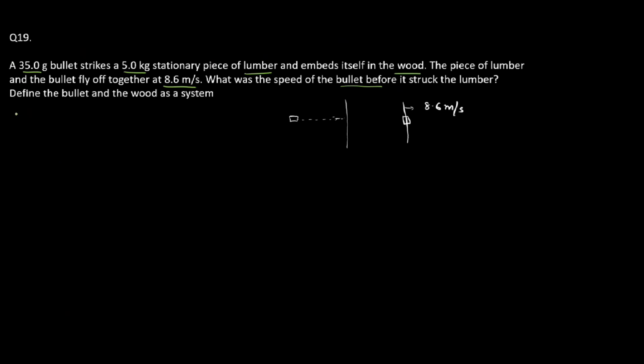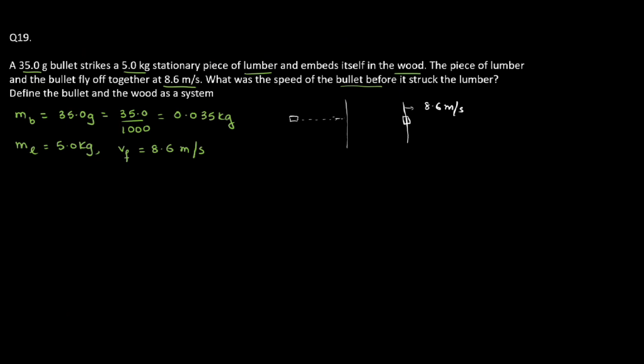The mass of the bullet is given as, I will write m_B for mass of the bullet, 35 gram, which we will convert to kilogram. To convert to kilogram we divide by 1000. That gives me 0.035 kilogram. Mass of the lumber I will write as m_L equals 5 kilogram. The final speed with which the wood and the bullet move, v final, will be 8.6 meter per second.